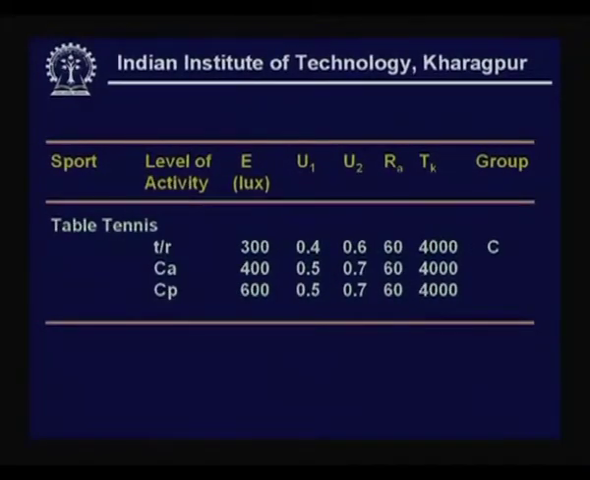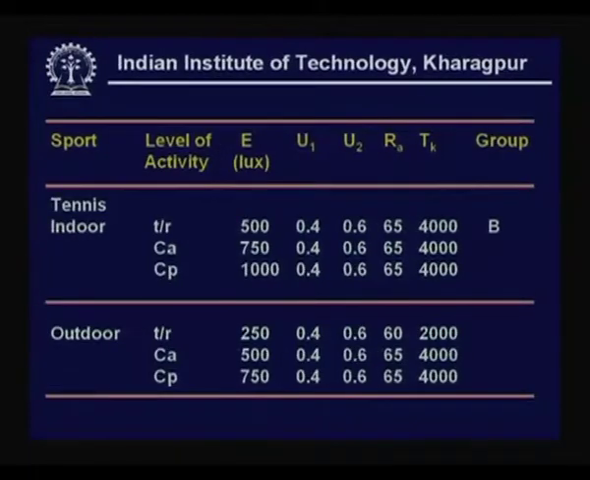The really fast game we do find is table tennis, a high speed game. One may say the levels appear to be low, but remember the area required to be illuminated is smaller, and as one may have observed, the mounting height is also much lower in this case for table tennis, and therefore these levels appear to be adequate between 300 to 600 lux.